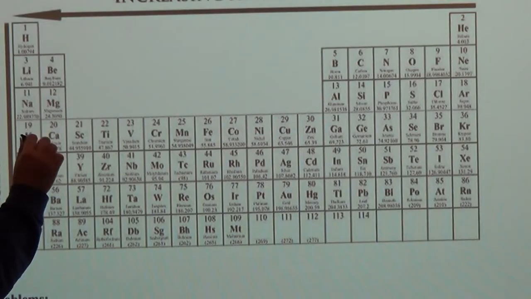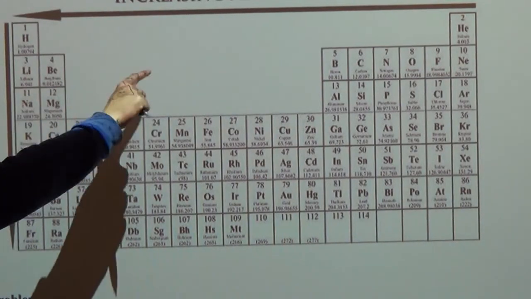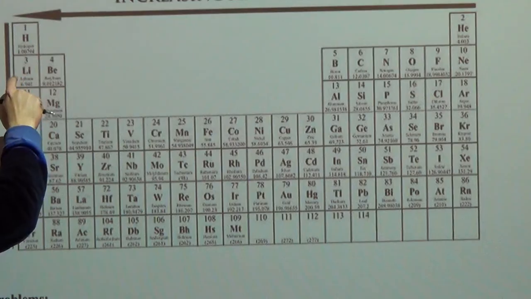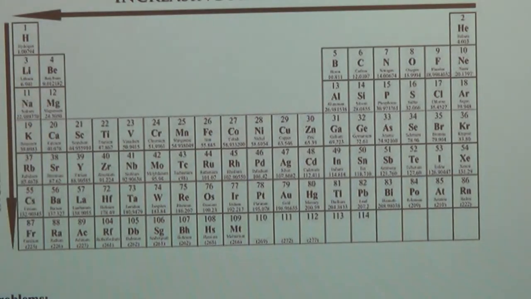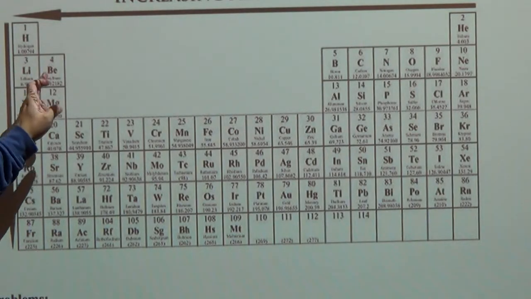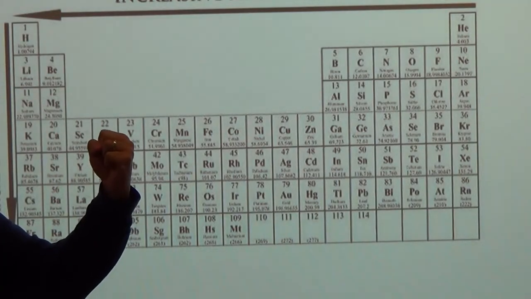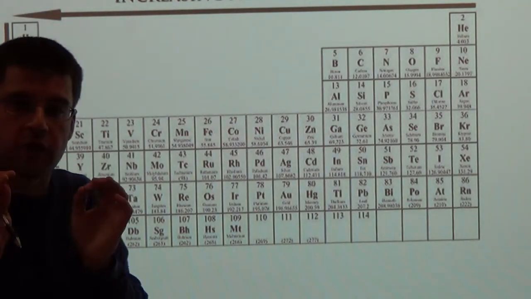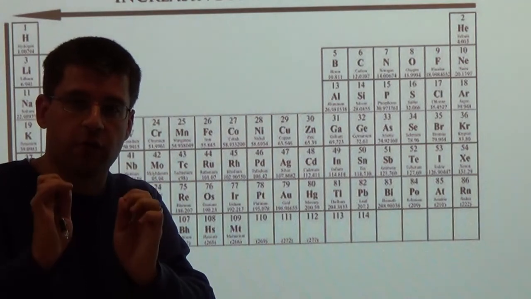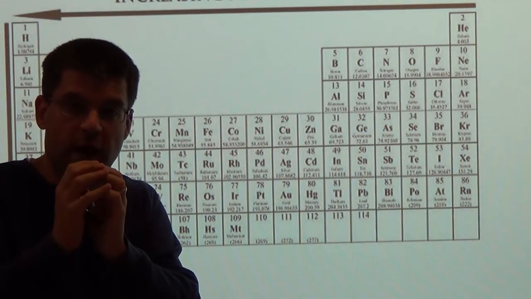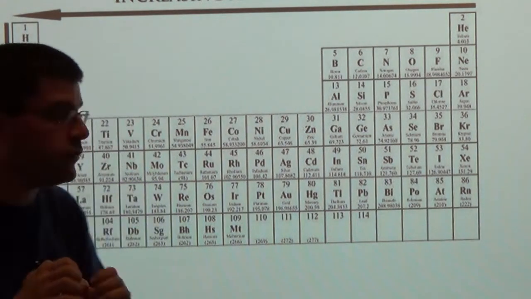So again, if you look here, let's analyze this period right here, period 2. We know lithium has 2 electrons in its first energy level and 1 in the next. And it's got 3 protons. What's the difference between lithium and beryllium? Lithium's got 3 protons. Beryllium's got 4 protons. So beryllium has a stronger positively charged nucleus. So it's going to have a stronger nucleus, more protons.